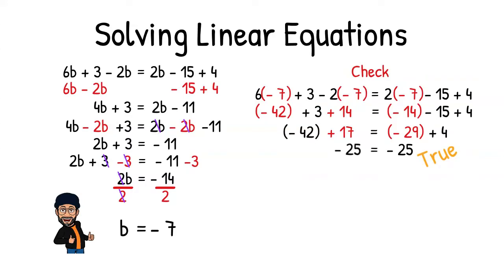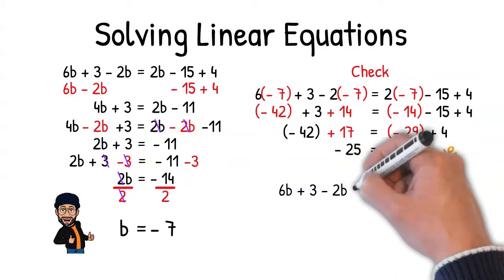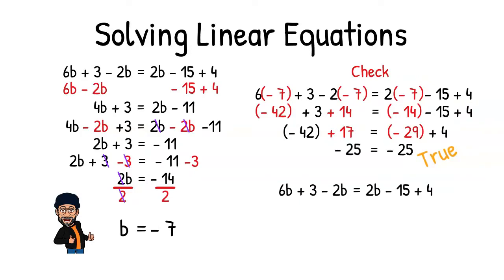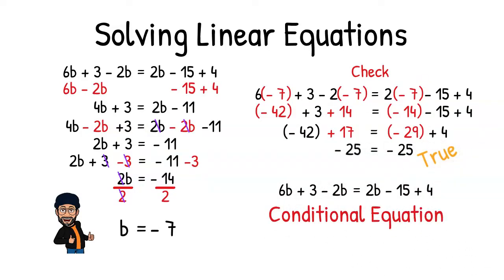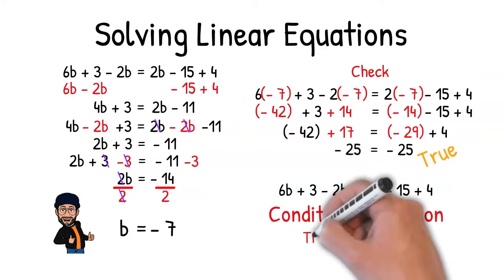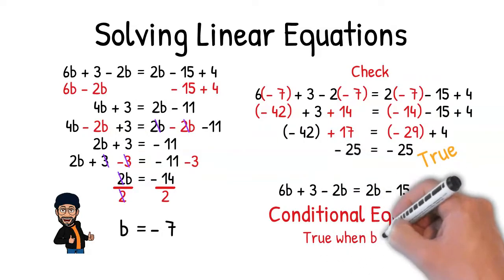When an equation has a specific solution like negative 7, the equation is said to be a conditional equation. That means the equation is true only under specific conditions. For this one, it is true when b is equal to negative 7.